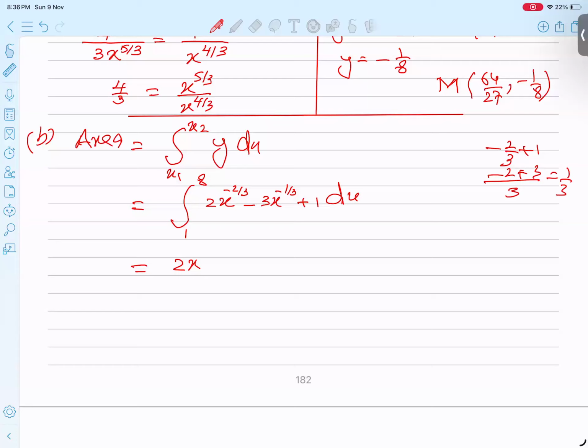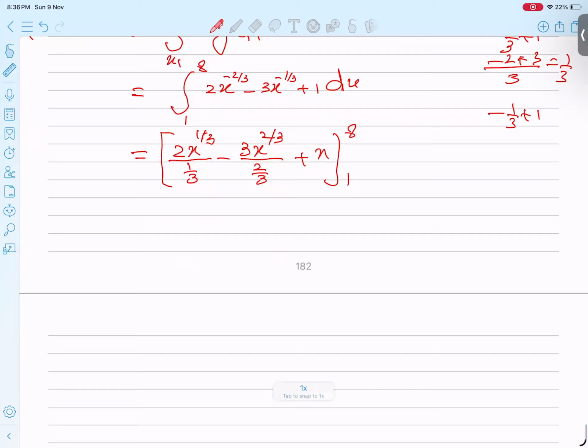Increasing the power by 1, I got 1/3 from negative 2/3 plus 1. And increasing the power of negative 1/3 by 1, negative 1/3 plus 1, I got 2/3. So 3x to the power 2/3 over 2/3, and 1 becomes x, with lower limit 1 and upper limit 8. The basic rule of the fraction is that it flips, so you get 6 times the cube root of x. I just write it as x to the power 1/3, same story. And here 9/2 x to the power 2/3, plus x.